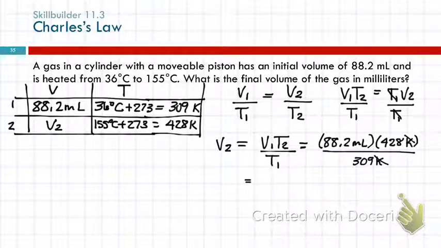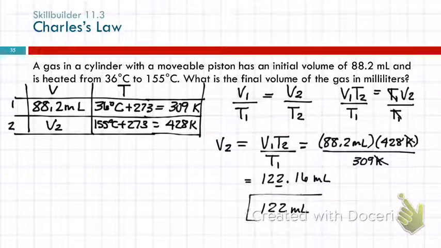So we've got 88.2 times 428 divided by 309. All of those have 3 sig figs. So 122.16, 16 milliliters. So the answer is 122 milliliters.